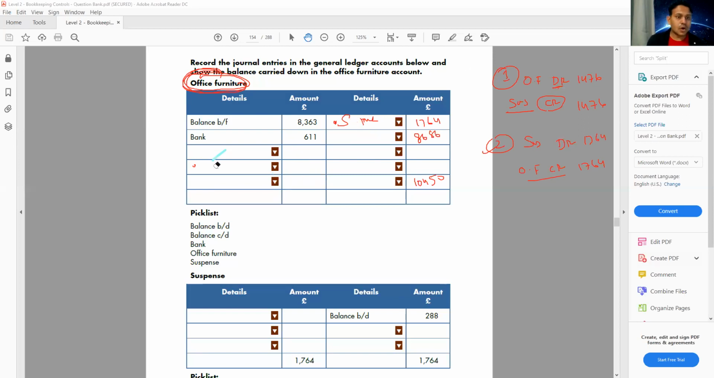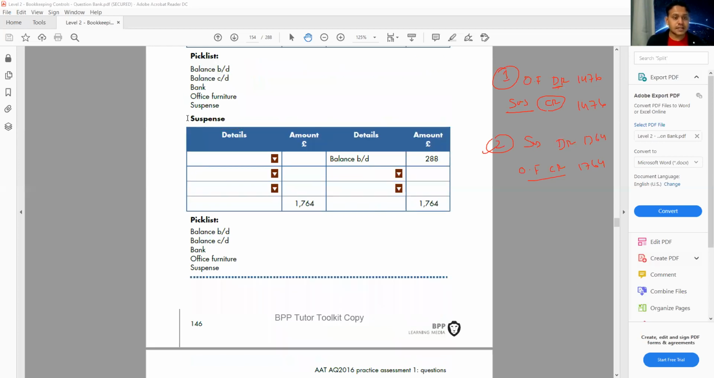The same will do the next one, but the suspense account will have no balance. Remember that all the accounts we're going to do, every account will have a balance CD and BD, but not the suspense account. Suspense account will never have any balance. Suspense account has to go. Suspense account, both sides will be equal. There will be no balance CD and no balance BD for the suspense account.